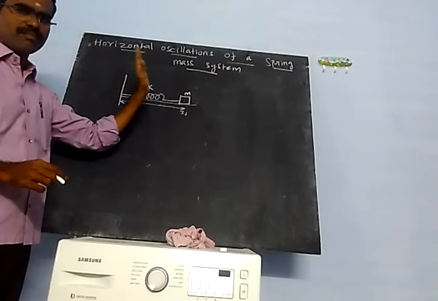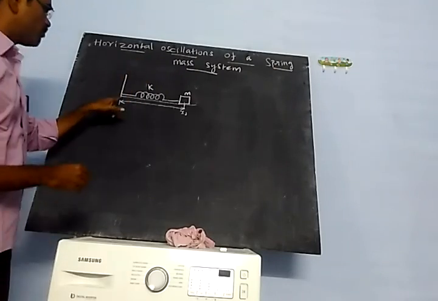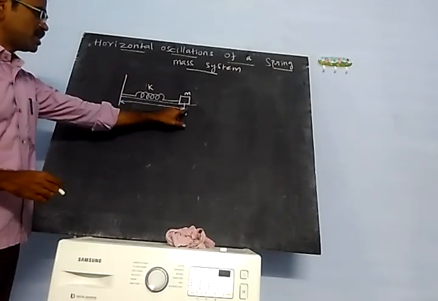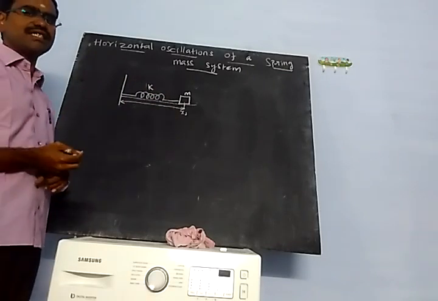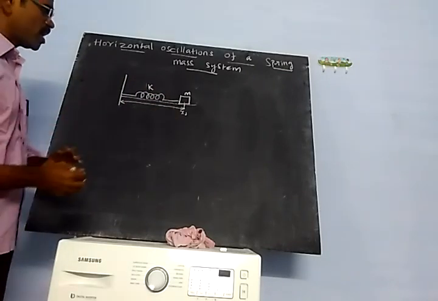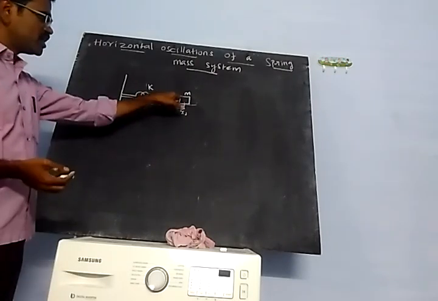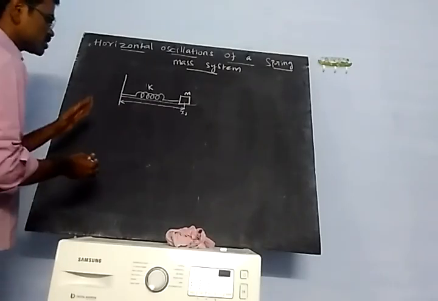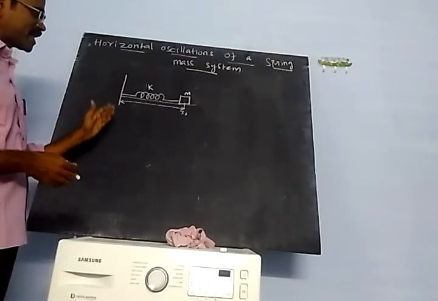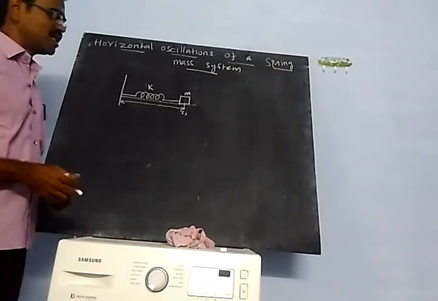That mass is M. You can measure from this place to this place, that is the equilibrium position, and that distance is x naught. Equilibrium position or mean position. From that mean position, it will be moving back and forth. Suppose there is no force acting, it will be at equilibrium.